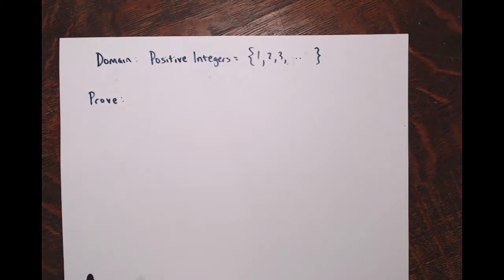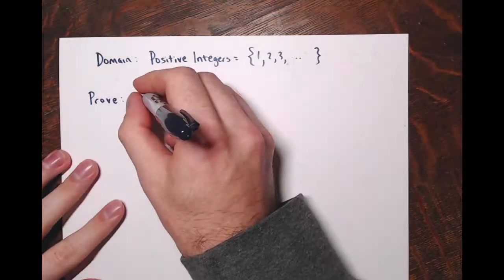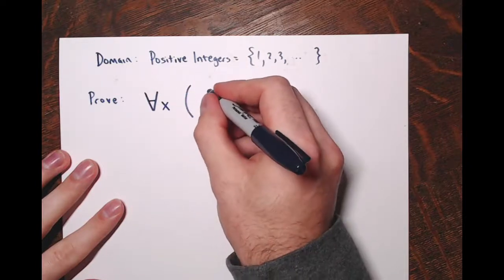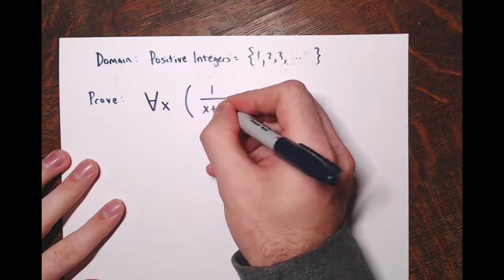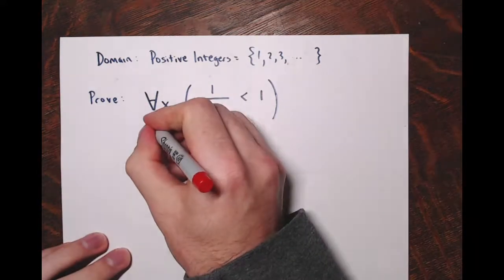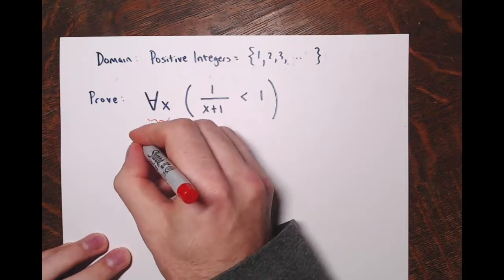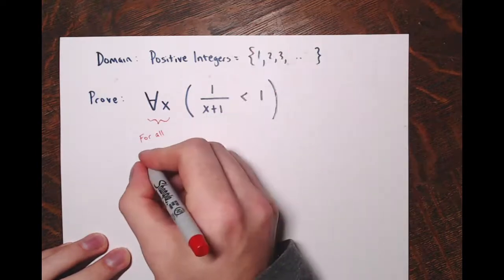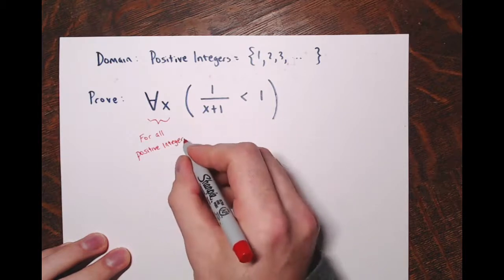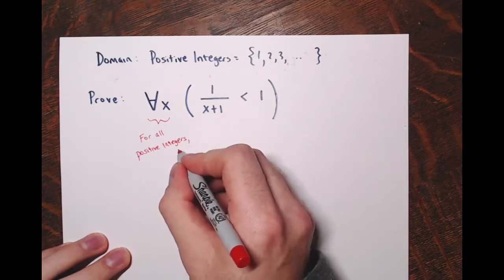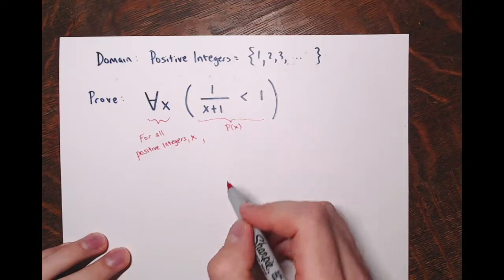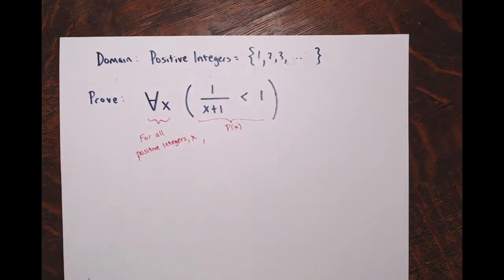They're trying to prove the following universally quantified statement. Prove that for every single x, then here's P of x: 1 divided by x plus 1 will be less than 1, the number 1. Right. So if I write this in words, for all positive integers, say, represented by x, then this statement here is the P of x, the predicate. Right. 1 divided by x plus 1 will be less than 1.